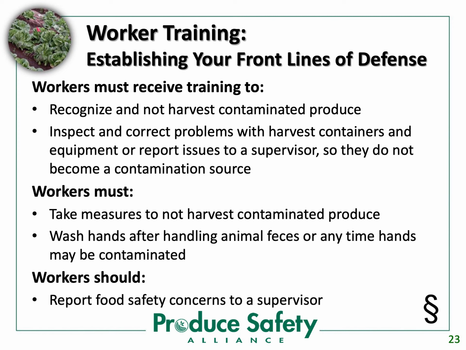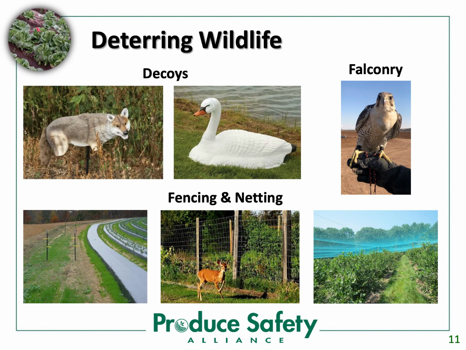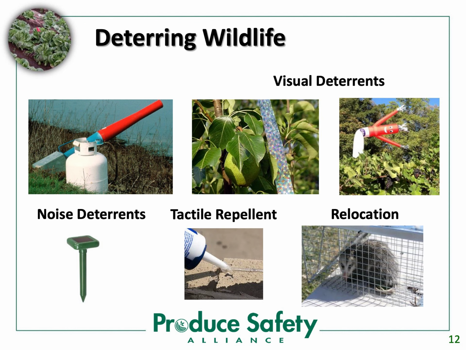Workers must keep in mind that during this assessment, any produce that has evidence of fecal matter or has been dropped must be either thrown away or receive a kill step, such as heating or acidifying. To prevent wild animals from potentially contaminating covered crops, there are a variety of deterrents that farms can utilize, such as decoys, fencing and netting, relocation, tactile repellent, and noise and visual deterrents. The type of deterrent a farm may choose will depend on the type of animals they are exposed to.